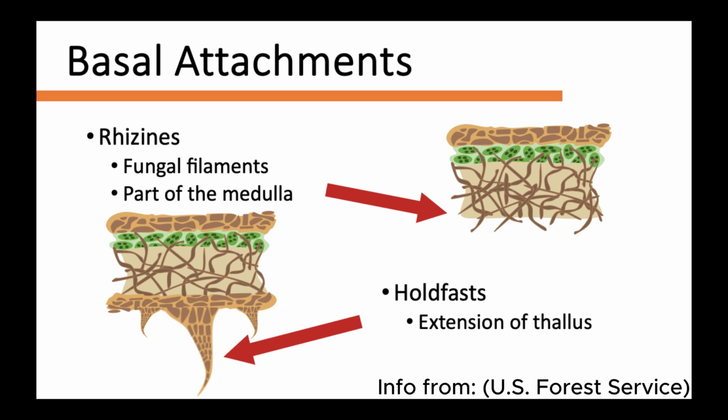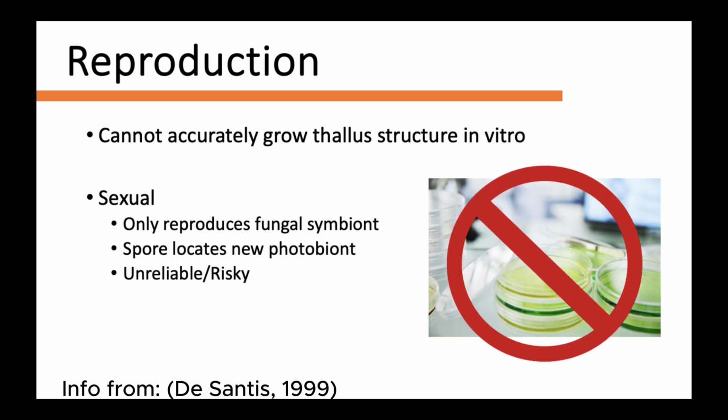Holdfasts are an extension of the lichen thallus and are often just one central peg that holds the lichen to the substrate. Lichens with this type of basal attachment are sometimes called umbilical lichen due to the holdfast looking like an umbilical cord.